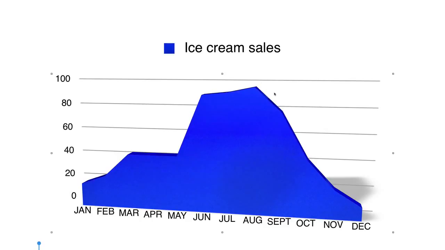After August, there was a significant drop through to September in ice cream sales. After September, there was a sudden or a steep decline in the number of sales, which continued through October, November and December until the end of the year.